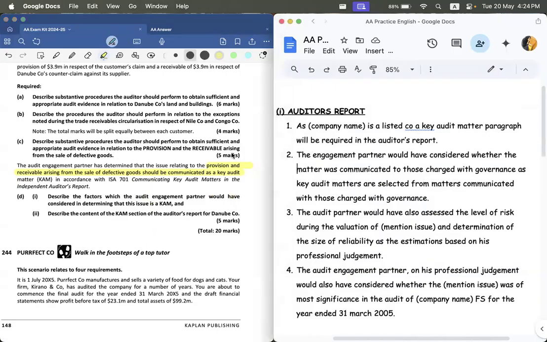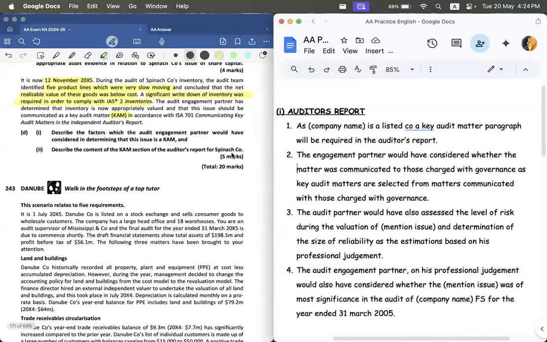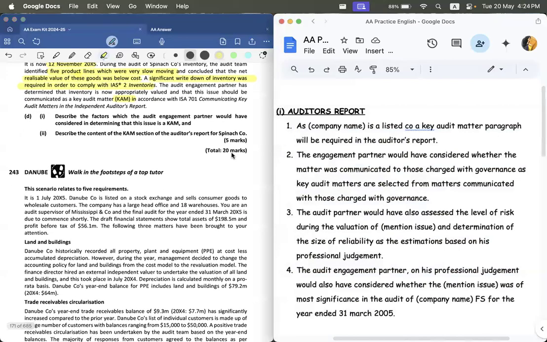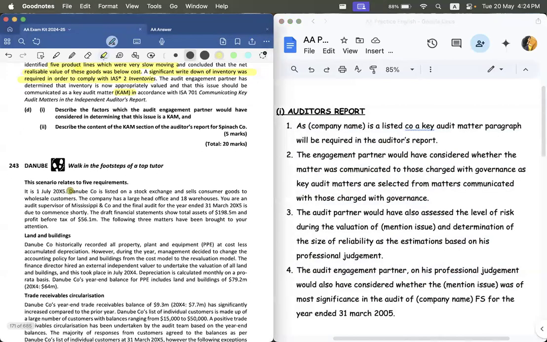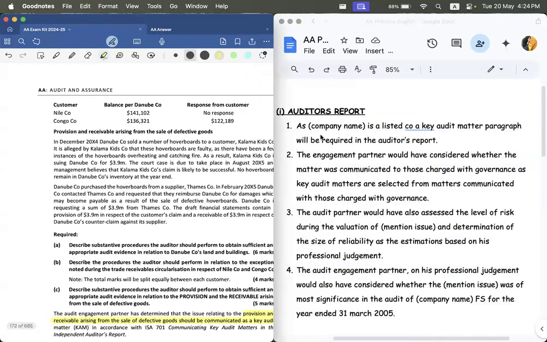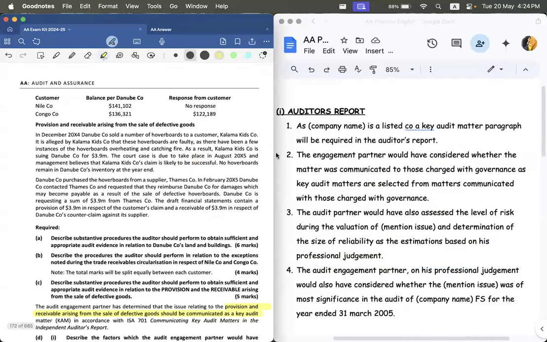First of all, you're going to see whether it is a listed company. Is it a listed company? Yes, here Danube company is listed. Clear? So you're going to start with: as the company is listed, KAM is required in the auditor's report. And then you're going to say that the engagement partner would have considered whether the matter was communicated to those charged with governance, as key audit matters are selected from communications with those charged with governance.